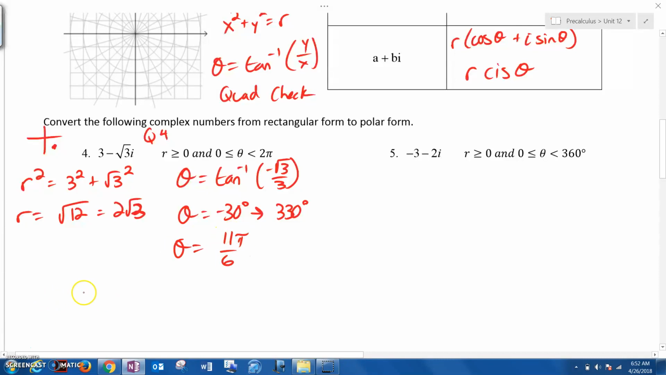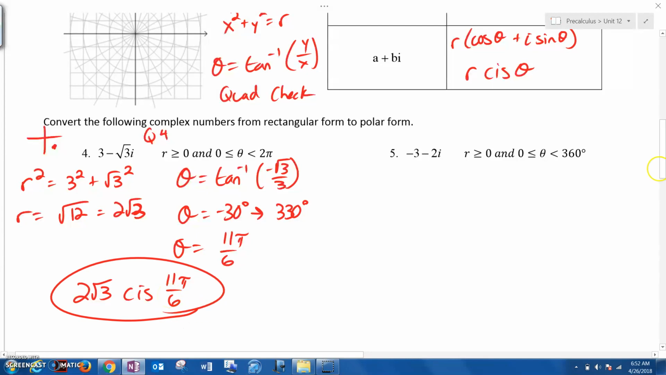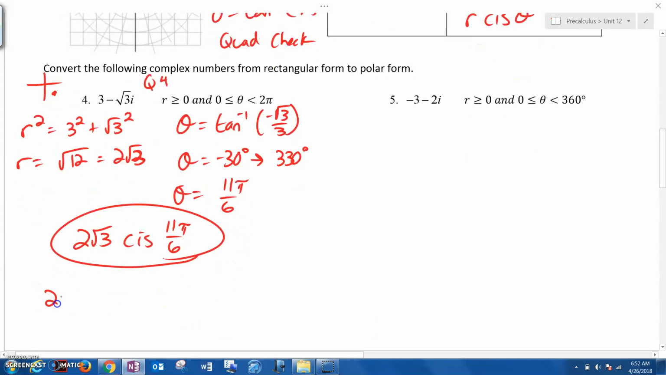So the final answer to this is 2 root 3 cis 11 pi over 6. That's the shorthand way. If you didn't want to write the shorthand way, it would be 2 root 3 parentheses cosine 11 pi over 6 plus i sine 11 pi over 6. It's better to write it the second way if you're going to then convert it back to rectangular.